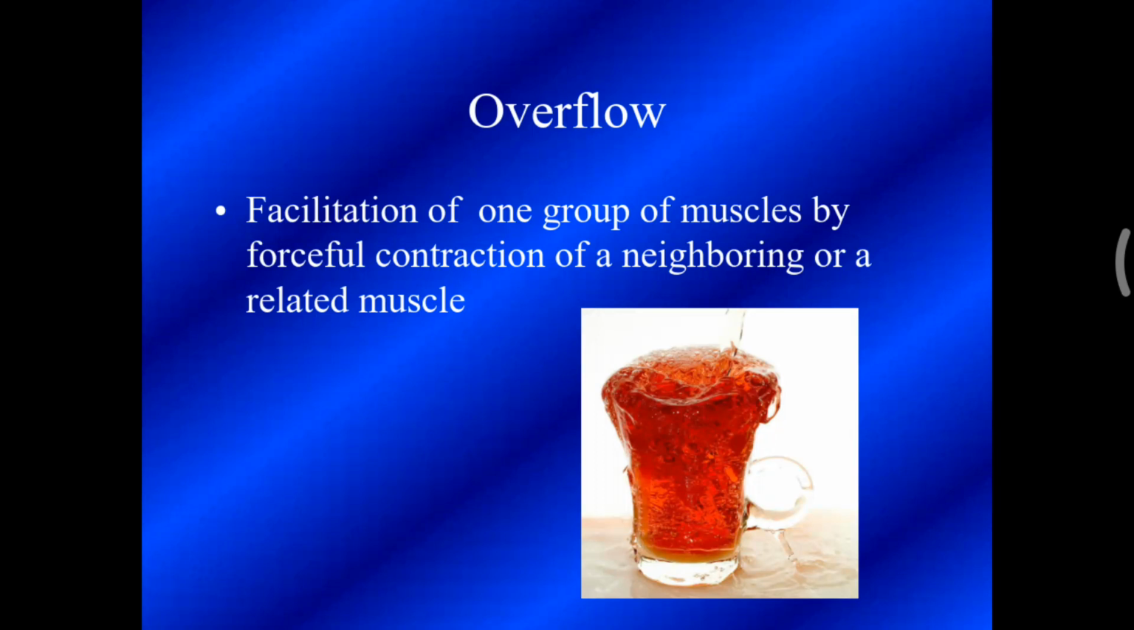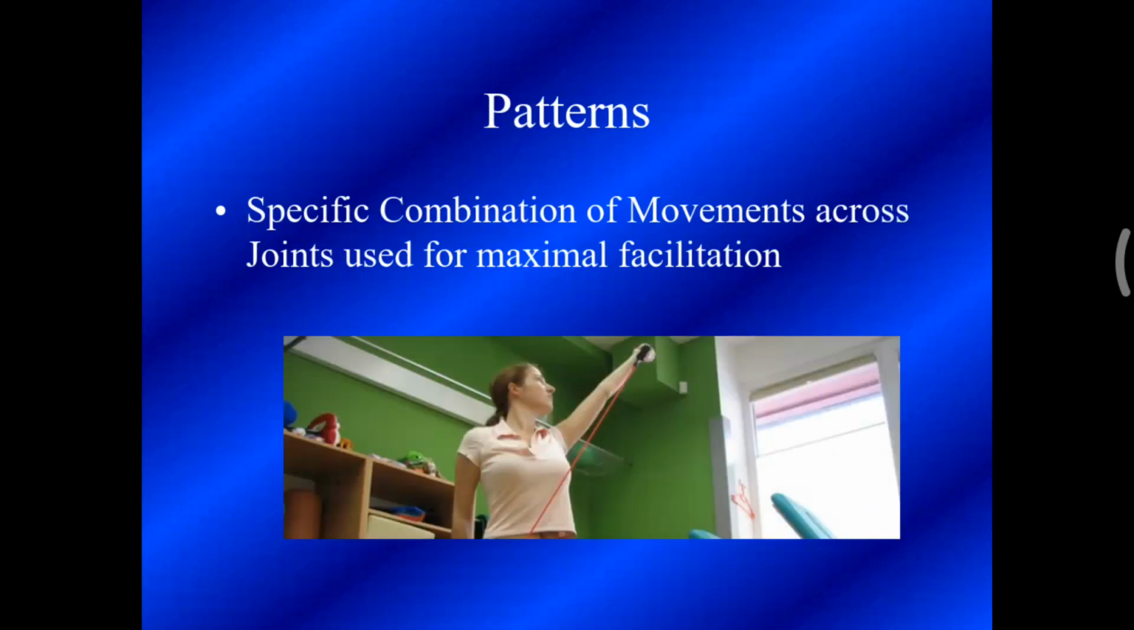Now these joints from which we are going to give the overflow are called pivots. So we need to select a pivot and we resist it more. Once we resist it more, the contraction will overflow to the other joint and we'll be getting maximum contraction. All these procedures we'll be doing alongside the patterns of movement which we have previously seen in the last class.